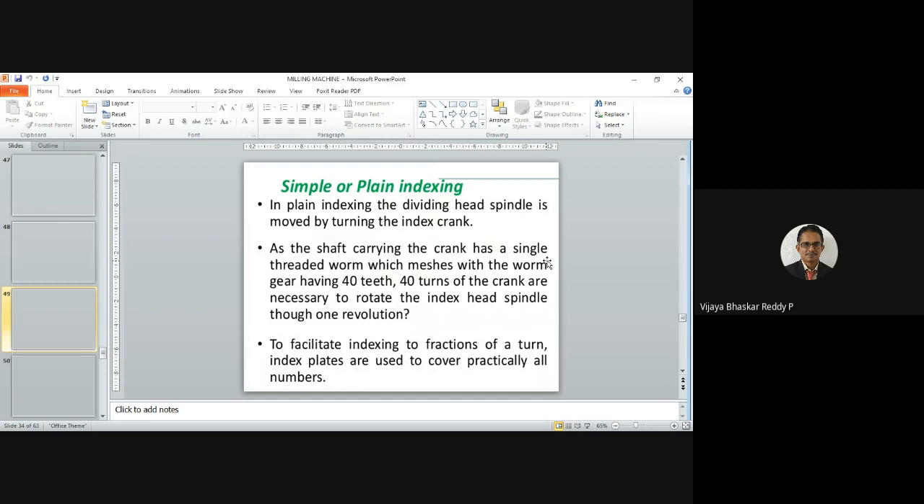The shaft carrying the crank has a single-threaded worm, which meshes with a worm gear having 40 teeth, which is standard. 40 turns of that crank will rotate the indexing head spindle through one revolution. For one revolution, we need to rotate the crank 40 times. To facilitate indexing a fraction of a turn, indexing plates are used to cover the practical numbers.